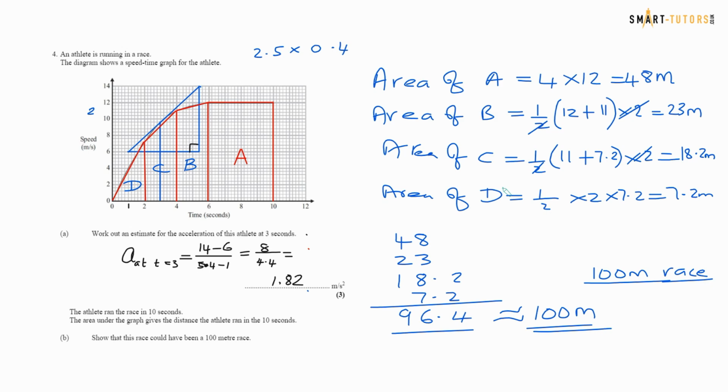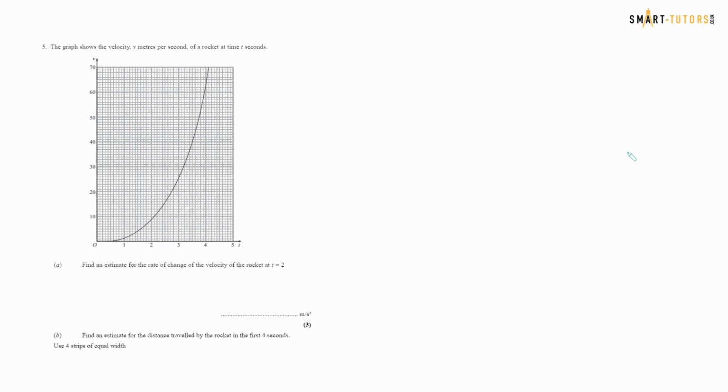So understand the technique behind this topic: the distance can be calculated by constructing lines and finding the area under the curve, right? So that is question number 4. And question number 5. The graph shows the velocity v meters per second of a rocket at t seconds. Find an estimate for the rate of change of velocity at t equal to 2. So rate of change of velocity at t equal to 2 means, here t equal to 2.